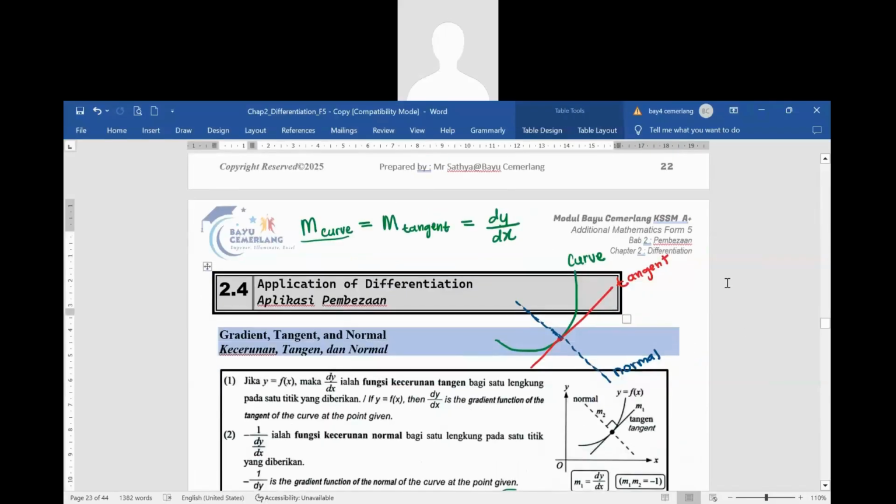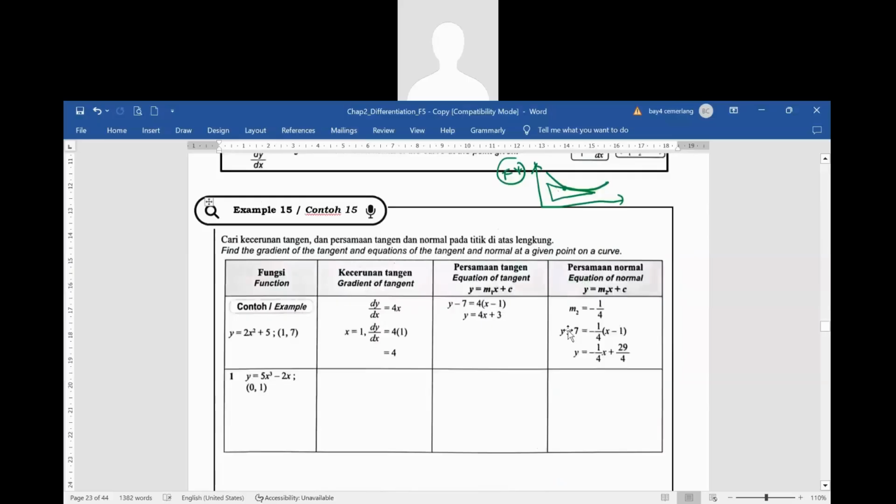Okay, right. So, where are we? Okay, now gradient of curve equals gradient of tangent. Tangent and normal, the relationship is 90 degrees, right? We have learned this in coordinate geometry, right? What is it? If there are two lines, line 1 and line 2, and they are perpendicular to each other, then m1 multiply m2 should be -1. Here, gradient of tangent multiply gradient of normal is equal to -1. Okay, so remember these two relationships, then we are good to go.